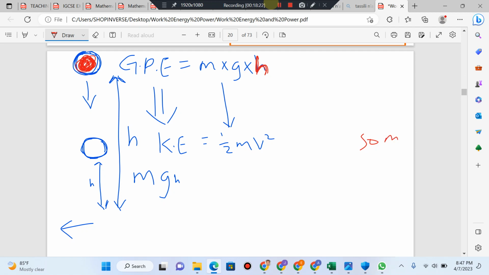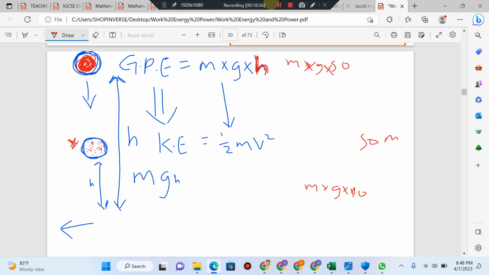Okay, let's assume the big height is 50 meters. So you multiply mass times gravity times 50. But at this point here, the gravitational potential energy will be mg times small h. If the small h is 10, then you have mass times gravity times 10. That will be the gravitational potential energy. Okay? While in the beginning, the gravitational potential energy will be mass times gravity times, we assume the height is 50, times 50.